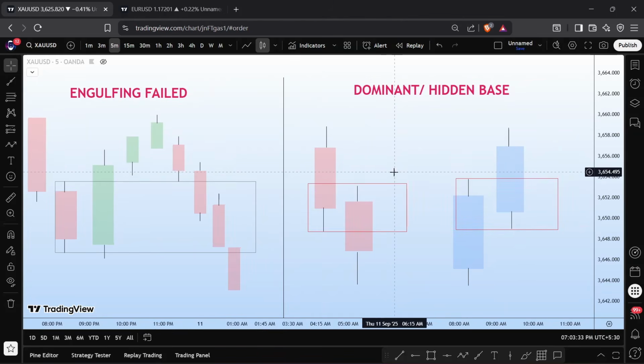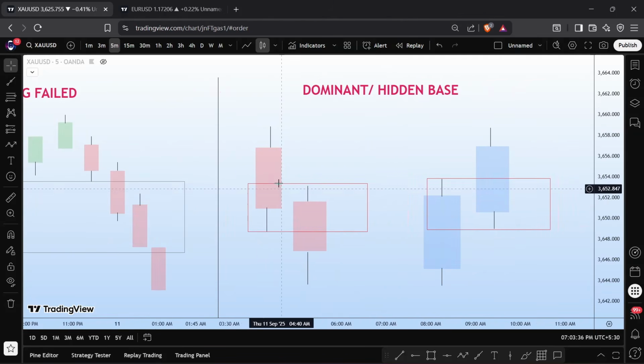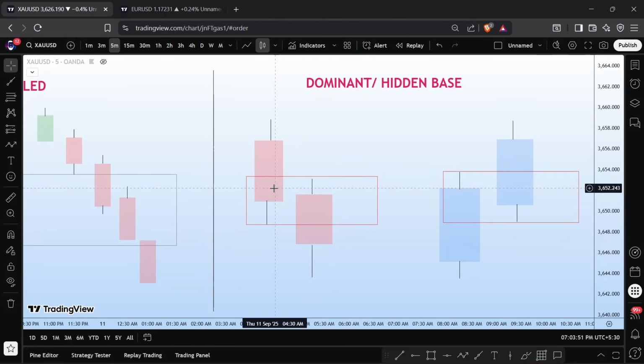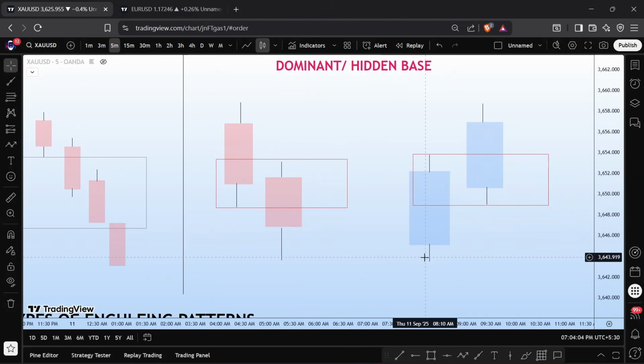As simple as that. When we talk about dominant or hidden base, two same color candlesticks having a base is what we call a dominant base. Let me repeat this again. When you have two same color candlesticks breaking the previous low with a body closure, we call it a bearish dominant base. Or when we have a series of two bullish candlesticks which break the previous candlestick high with a body closure, we call it a bullish dominant base.